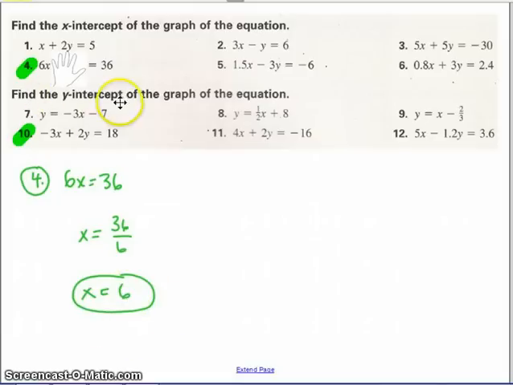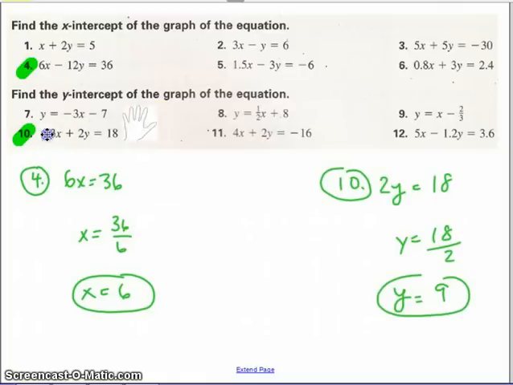Second question here, I'm asked to find the y-intercept. If I want the y-intercept, I don't need x. I'm left with 2y equals 18. And if 2y equals 18, y equals 18 over 2, or in other words, y equals 9. That's all I've been asked to find. Find the x-intercept. The x-intercept is x equals 6 for question 4. For question 10, I'm asked to find the y-intercept. The y-intercept is where y equals 9.